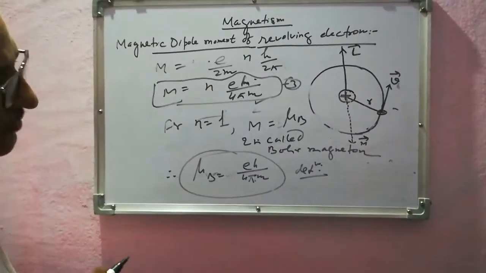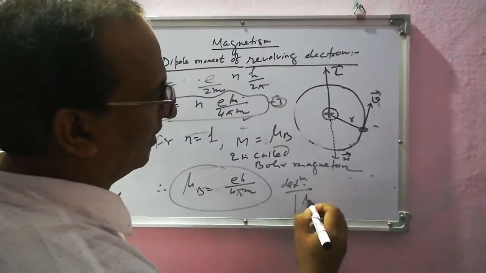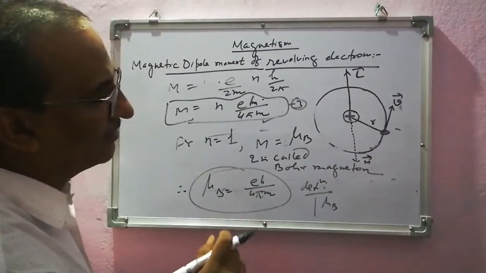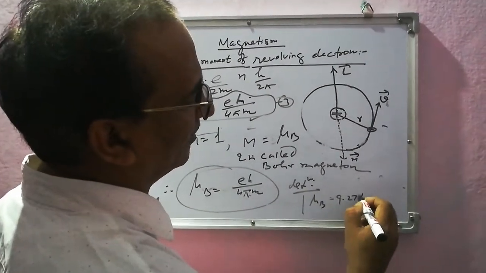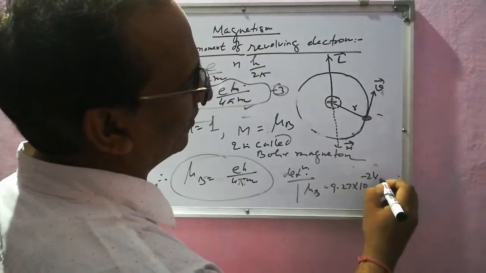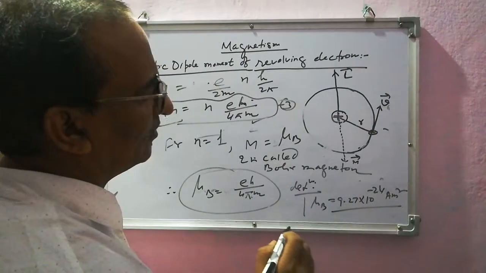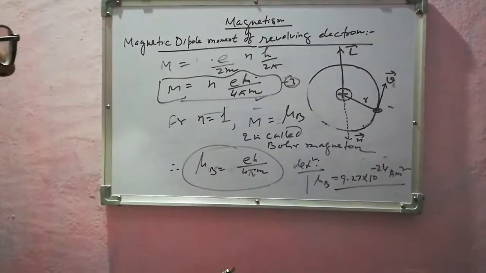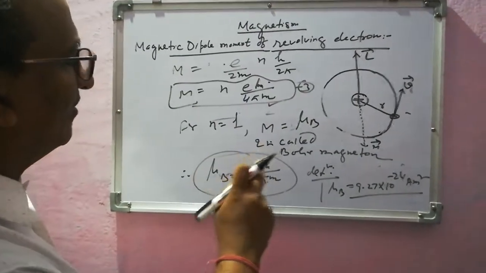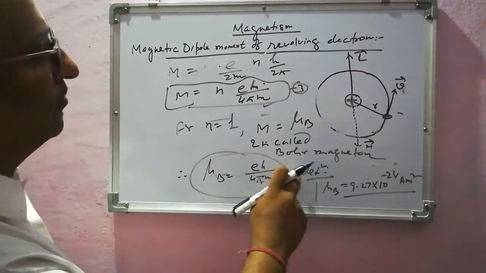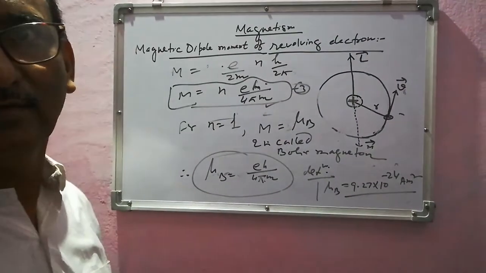Now you may memorize the value of mu B. Substituting the values of the constants, you can find its value is 9.27 into 10 to the power minus 24 ampere meter square. So you should also learn the definition of the Bohr magneton. It is the least possible value of magnetic dipole moment.